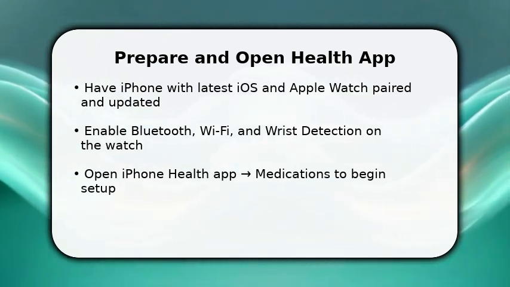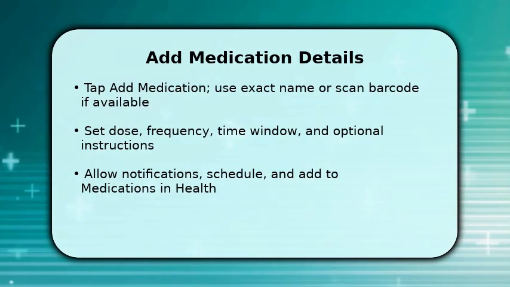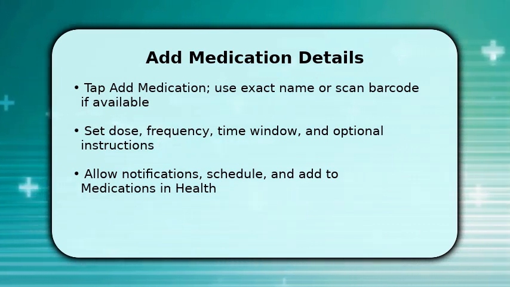Tap Add Medication and either type the exact name or scan the bottle barcode to avoid errors. Accuracy matters. Then set dose, frequency, and preferred time window. Choose morning, evening, or custom times. Add instructions like with food or split doses so alerts make sense.